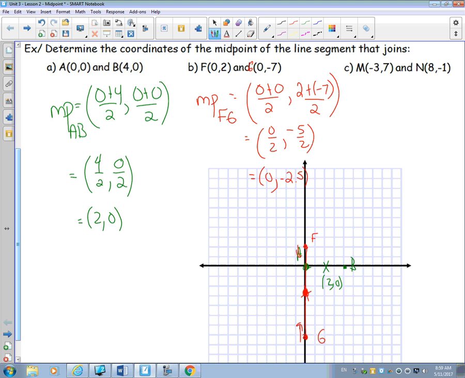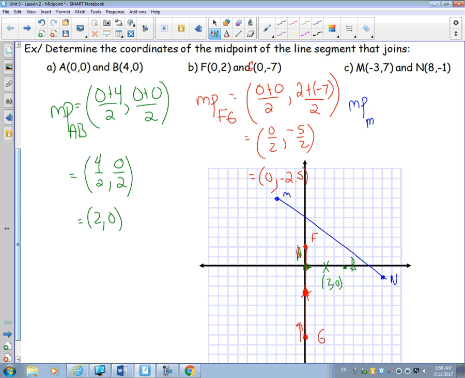But let's look at the third one. The third one is negative 3, 7. 1, 2, 3, 1, 2, 3, 4, 5, 6, 7. Up here, that's M. And 8, negative 1. That's N. Where is the middle of this line? Well, that one's slightly more challenging to find because it's going on a diagonal. This is really where I want that formula.